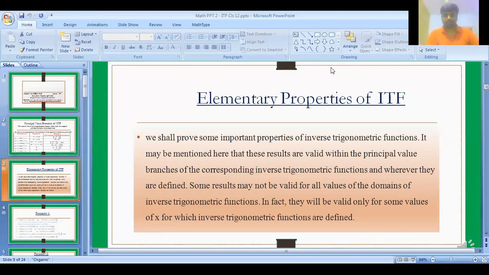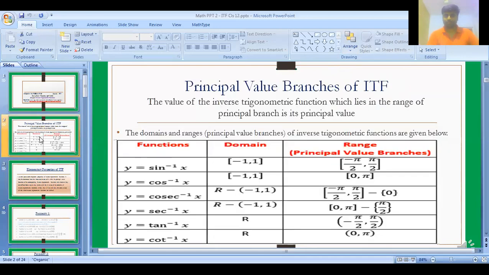We'll discuss the elementary properties of inverse trigonometric functions. Just have a look at that. These properties are very important to go forward and solve problems in this chapter. Before that, let us recall domains and ranges. I'm not going to explain this once again. The domains and ranges of the different inverse trigonometric functions are very important to solve any problem in this chapter.